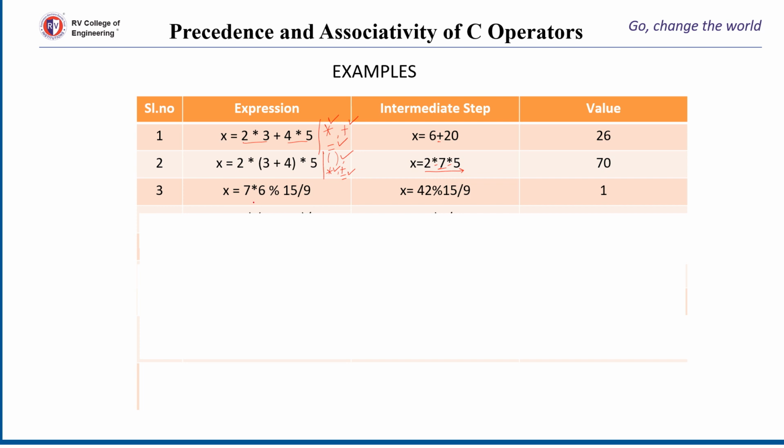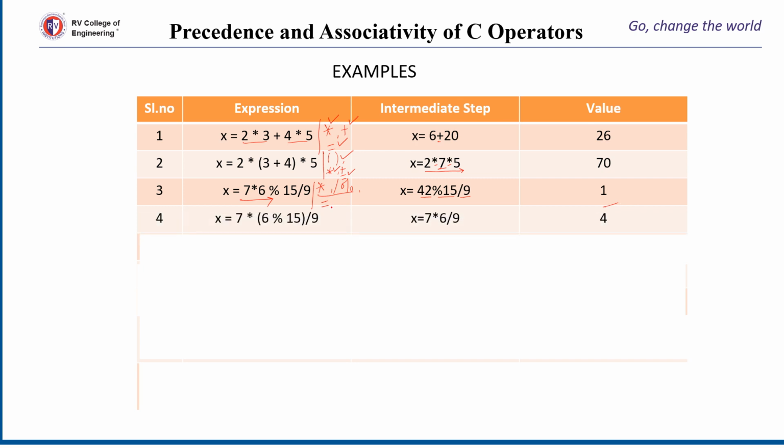Next, 7 into 6 mod 15 divided by 9. Now if you observe here, we have multiplication, division, modulus and equal to. All of these have the same precedence. Now how should this be evaluated? This should be evaluated from left to right. So it will be 42 mod 15 divided by 9. So 42 mod 15 is 12, that divided by 9. Yes, that will give me the answer as 1.